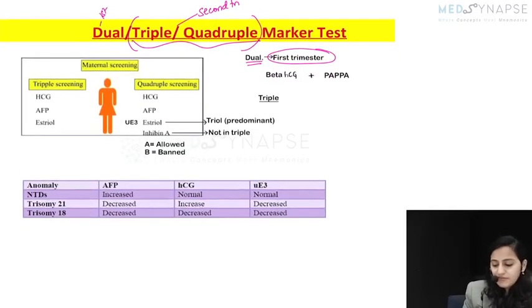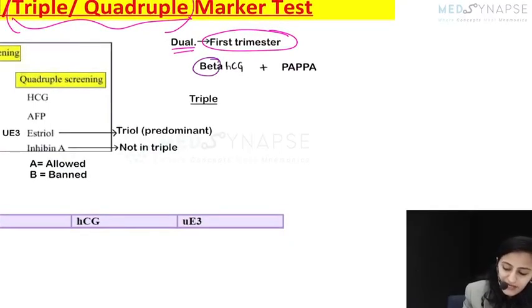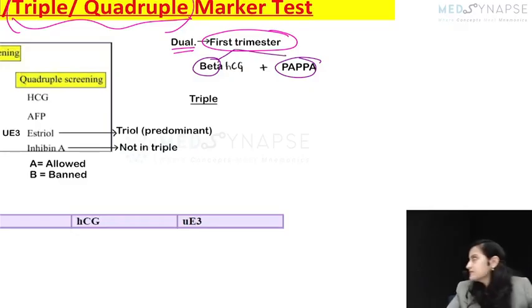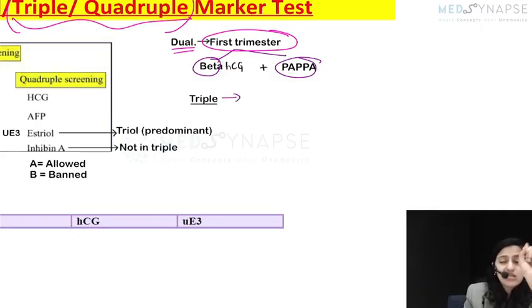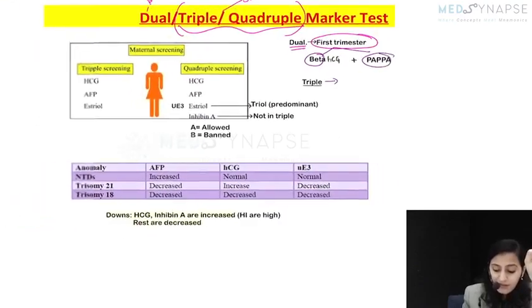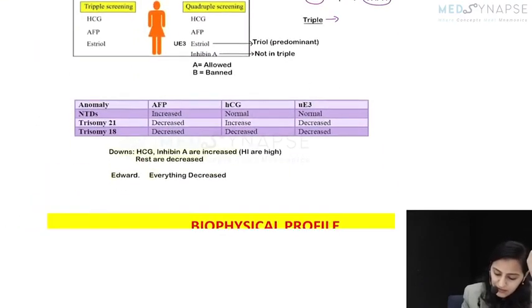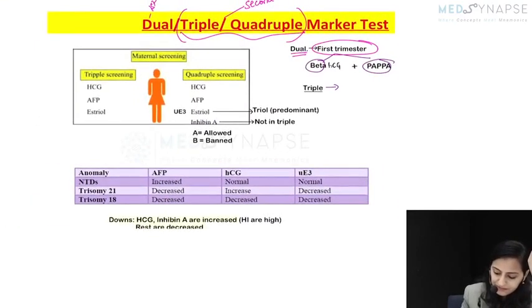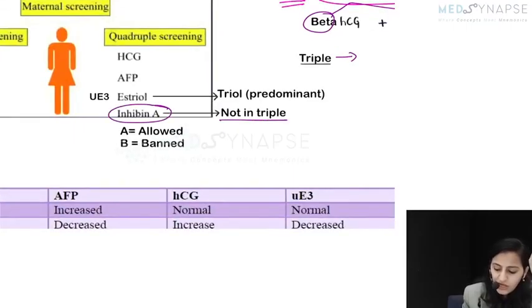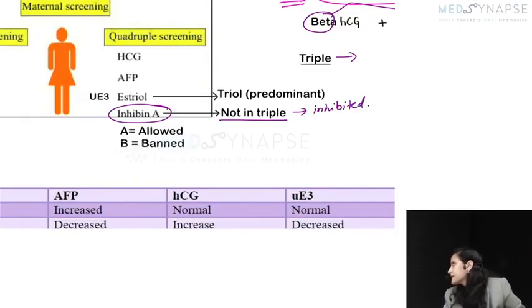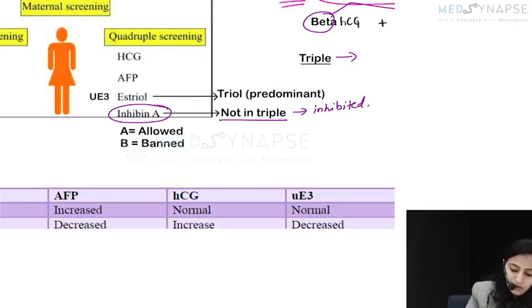So in the first trimester dual, what are the two markers? Beta and PAPP. सबसे पहले आएगा बीटा HCG, PAPP-A. ट्रिपल में what is not there? Inhibin. Remember, in triple, inhibin is inhibited. Inhibin is not in triple. Inhibin is included in quadruple. Even in that, which inhibin? A. A is allowed, B is banned.